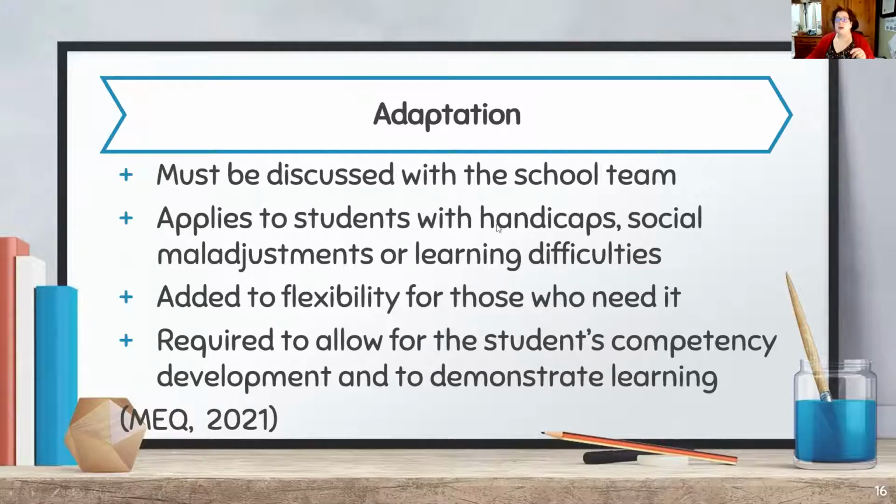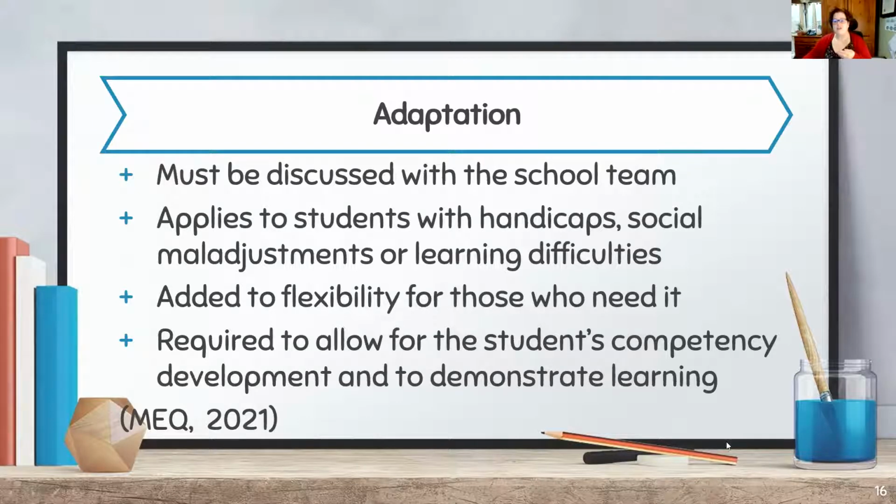It applies to students who have handicaps, social maladjustments, or learning difficulties. It can be added to flexibility for those who need it, and it's required to allow the students competency development and to demonstrate learning. So in other words, if it's something they absolutely need to be able to succeed, like a word cube, or sometimes the shells on their ears to be able to be quiet, it should be part of the plan d'intervention, and it should become an adaptation measure, okay?